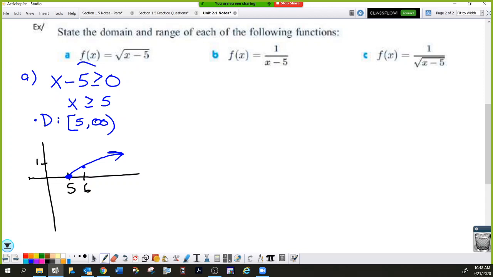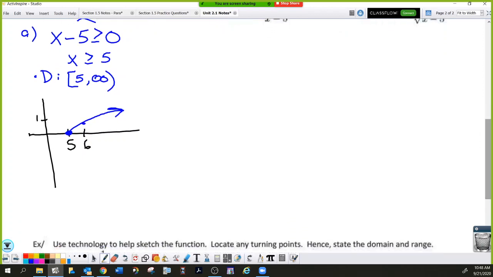So what is its range then? What y values does it cover up? You should just be able to look at the picture and tell me. What's the smallest y value it hits? 0, and it includes it and shoots off to positive infinity. There you go.